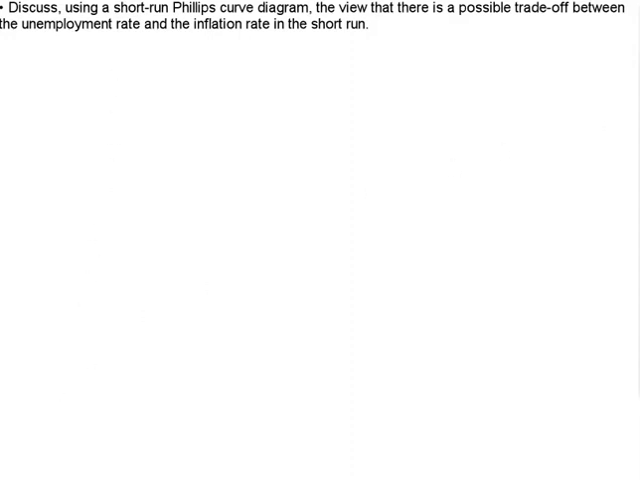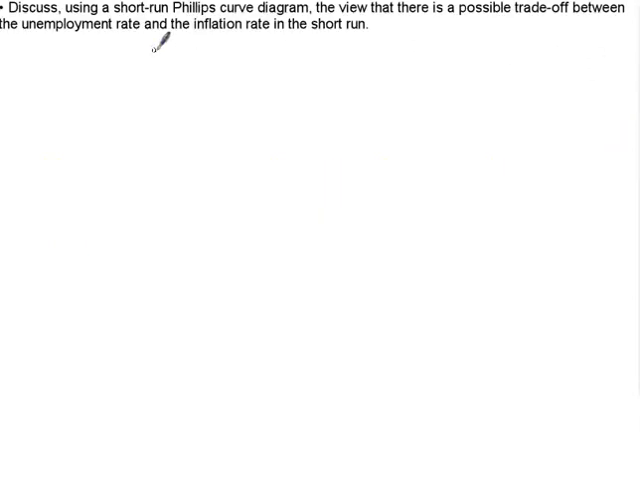Alrighty, so welcome back. In this video, we're going to be looking at the possible relationships between unemployment and inflation. This is brought about by looking at what they call a short-run Phillips curve. And then we're going to be looking at what happens to this relationship in the long run.